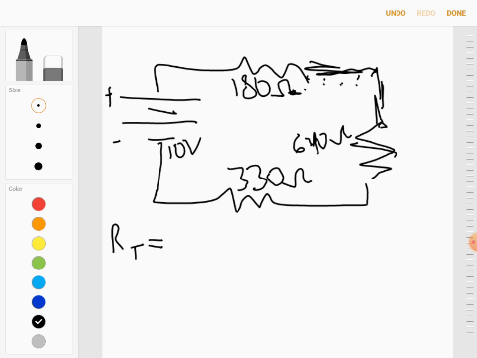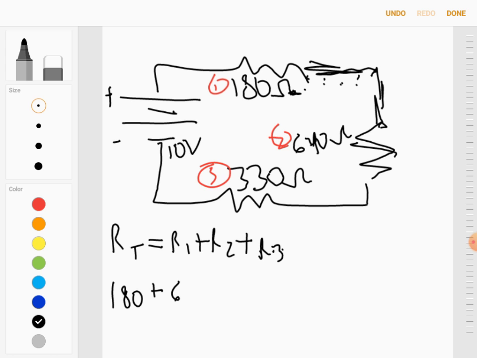Okay, we know we have to add them up. I just said that it's the sum of all the different resistors. So R1 plus R2 plus so on, depending on how many there are. In this case, it's 3, so we'll add R3 in there. Let's just say this is 1, this is 2, this is 3, but it doesn't really matter which one you choose. And we can add them: 180 plus 640 plus 330. Let's see what that is.